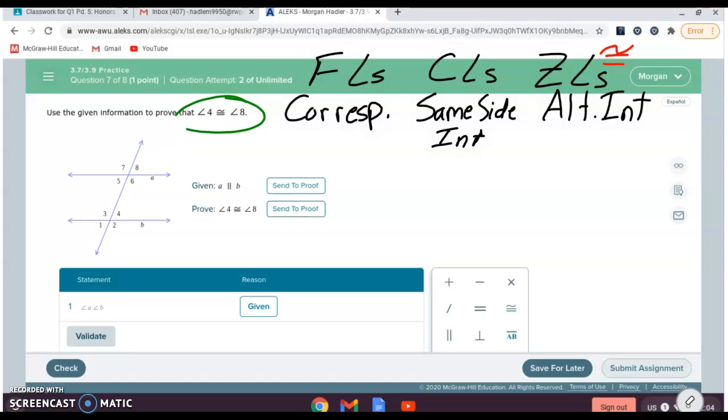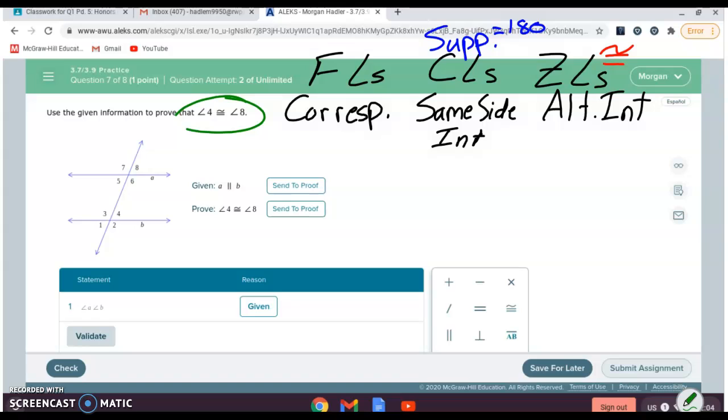The C angles, the same side interior, that's making a C. Those are these two. Those aren't congruent, but they always add up to 180, so those are going to be supplementary. If you know one of those, you know the other one is going to be the rest of the value up to 180.